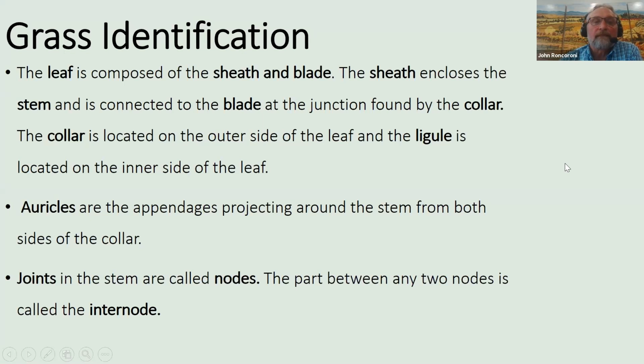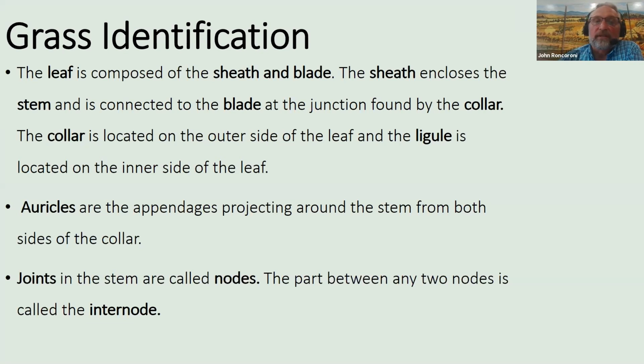So, grass identification. And I do spend a little time here on grass ID. I'm just going to go over this real quickly. The leaf is composed of the sheath and the blade. The sheath encloses the stem and is connected to the blade at the junction found by the collar. The collar is located on the outer side of the leaf, and the ligule is located on the inner side of the leaf. The auricles are the appendages around the stem from both sides of the collar. Joints in the stem are called nodes. The part between any two nodes is called the internode.